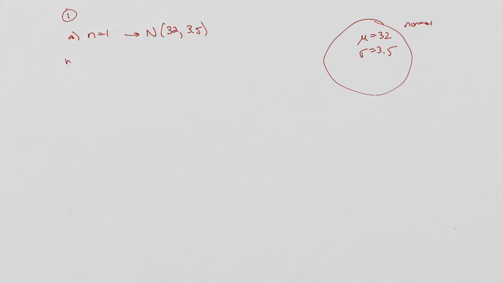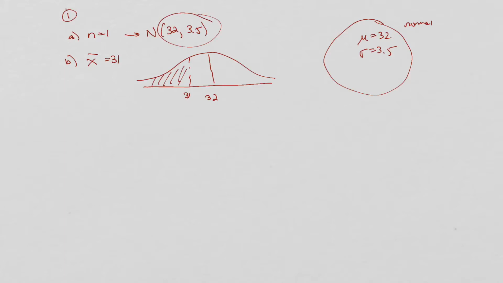For part B, the question was, what's the probability I will pull out a sample average of just one car getting 31 miles per gallon or less? Here is our picture, with 32 at the center. We want the probability of getting 31 or less, so we use this distribution to get the z-score. The z-score is 31 minus the average, over the standard deviation. In this case, that gave me negative 0.29.